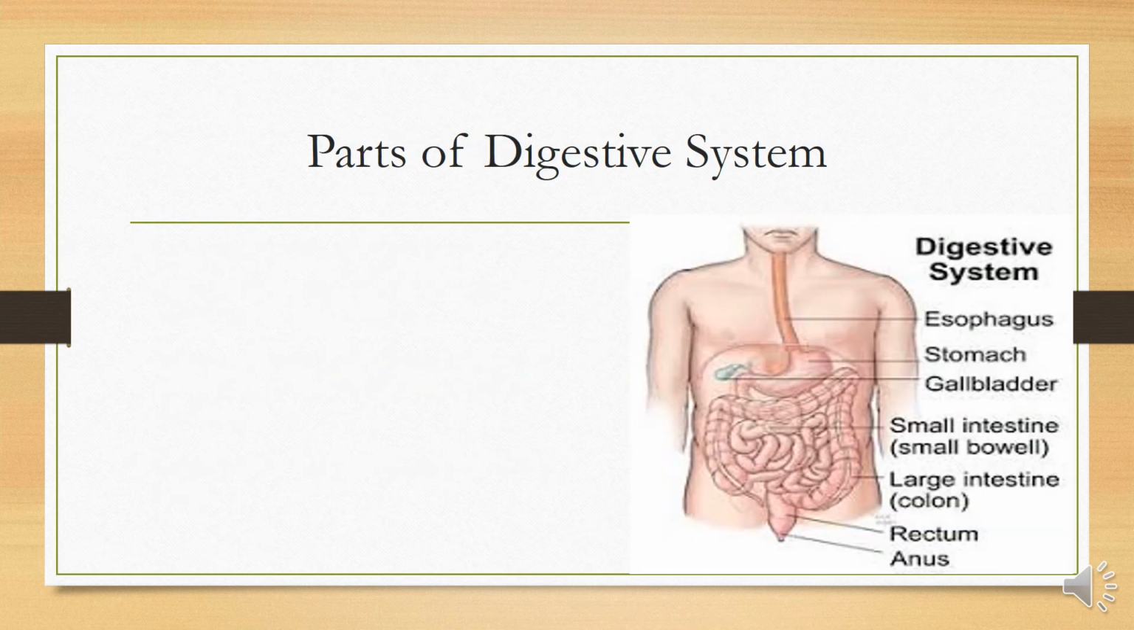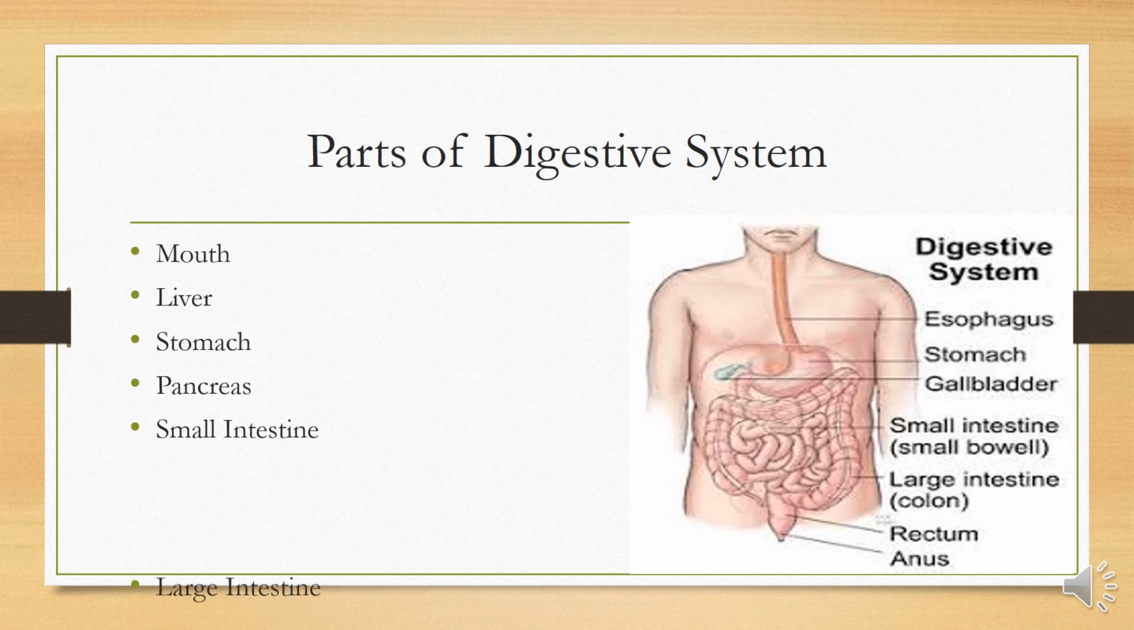Okay, so when we talk about the organs of the digestive system, we say the mouth, starting from the mouth, the liver, the stomach, the pancreas, small intestine, large intestine and rectum. So dear students, the digestive system starts from the mouth and the food goes down into the stomach, and from the stomach into the small intestine and then into the large intestine, traveling through and reaching the last part of the tube, that is the rectum or anus, and the waste of the food comes out from the anus.